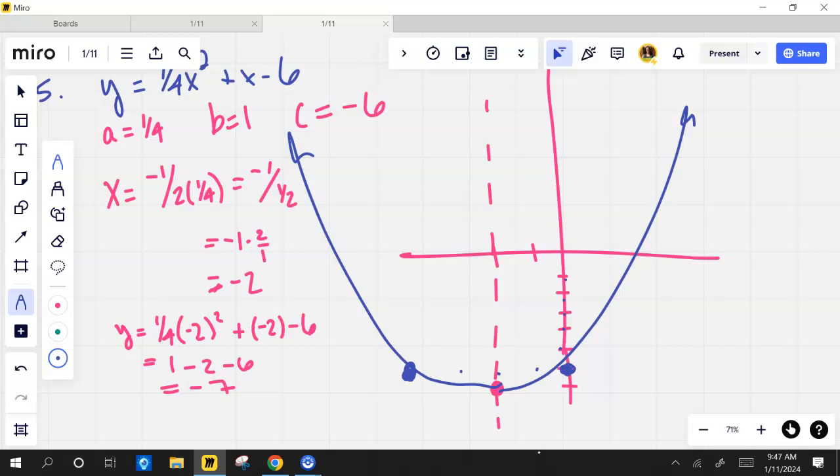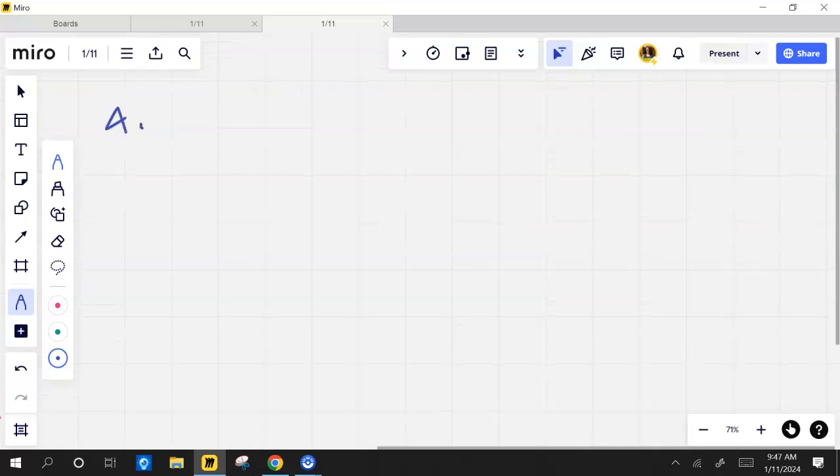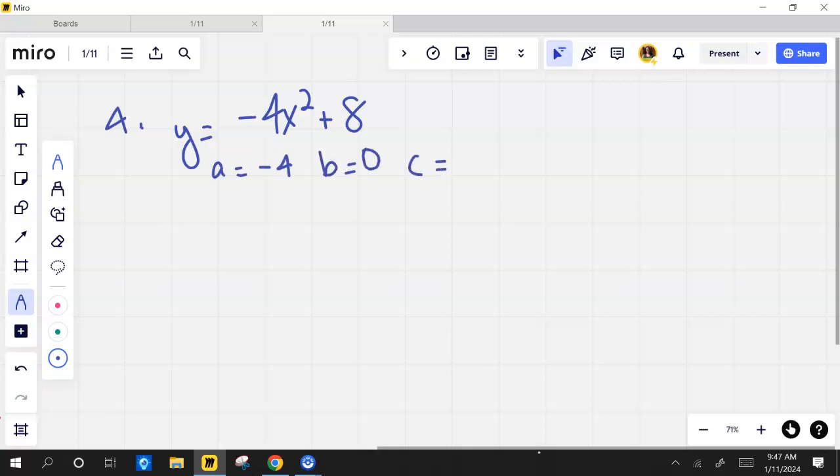Anything else? Yes, I'd be happy to. Number 4: -4x squared plus 8. So this one's a little bit different because I'm missing what? The b in the middle, right? So here, a is what? And what is b if it's missing? 0, and c is 8, right?